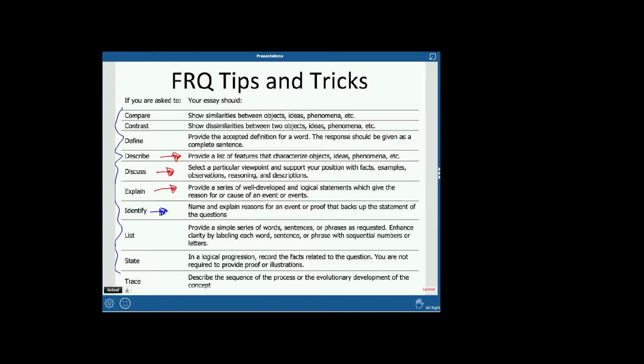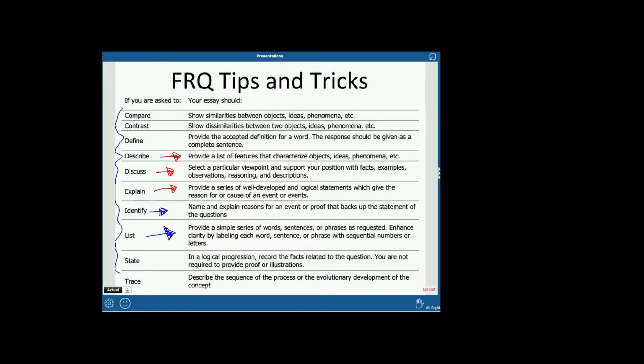Okay, so identify and list. List is kind of like identify. So identify and list, that's basically just naming it. Like we've been doing ones with soil tests. So if they said identify or list some soil tests, you could say pH test, salinity test, soil texture test, and that's all you have to write. That would be identifying and listing.